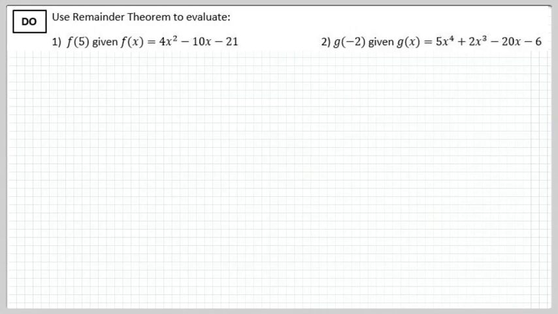Okay, use the remainder theorem to evaluate these final two, and I will show the answer in 3, 2, 1.